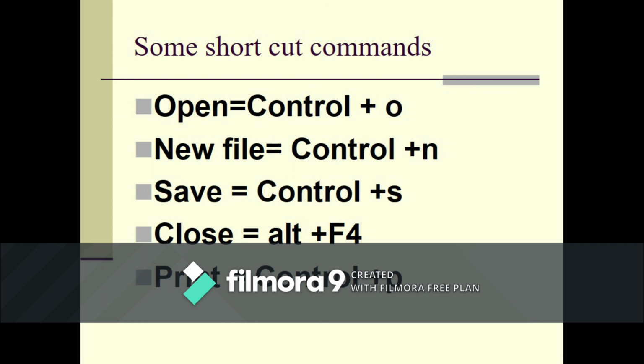Here are some shortcut commands which are frequently used in MS Word. To open a document, we use Ctrl plus O together. To make a new file, we use Ctrl plus N. To save a document, we press Ctrl plus S together. To close our document, we press Alt plus F4 together. To print our document, we press Ctrl plus P.